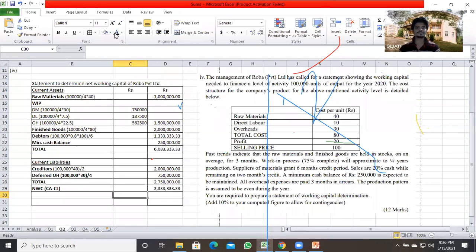Okay, now simply as we followed in the last class, we can add contingencies 10%.